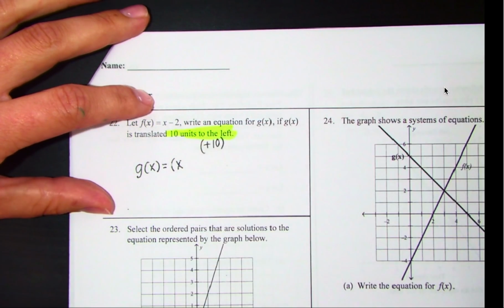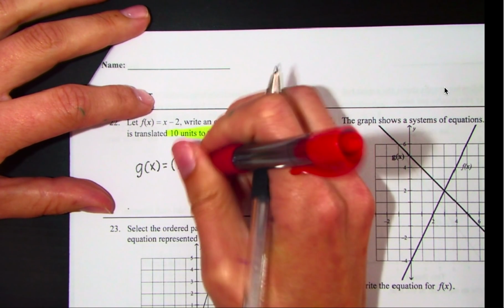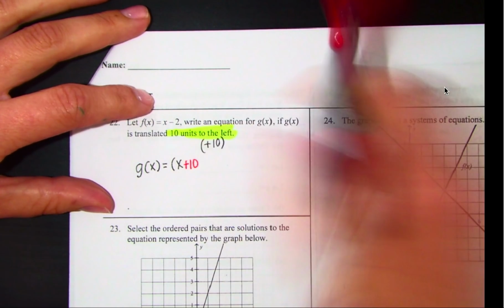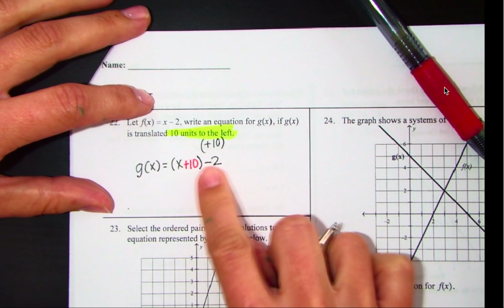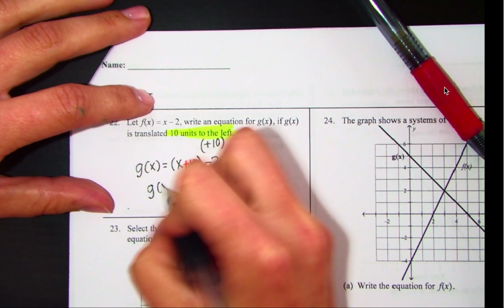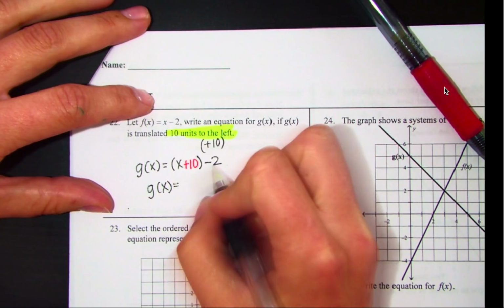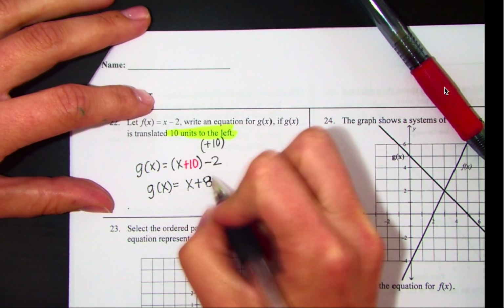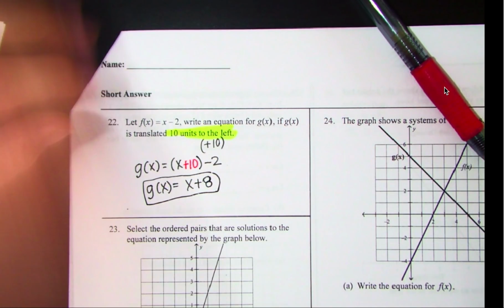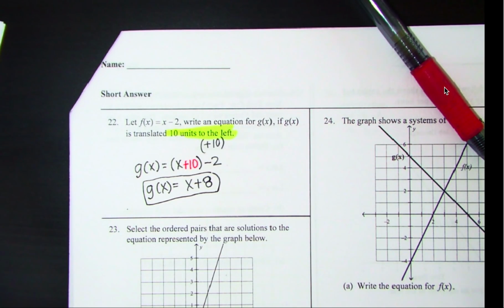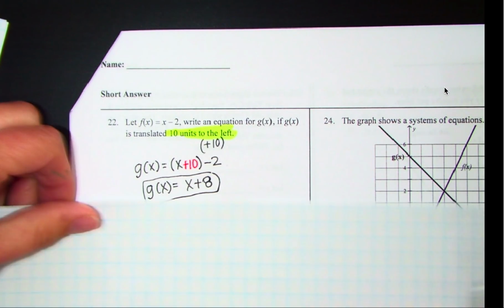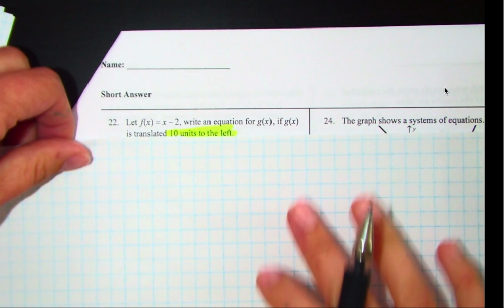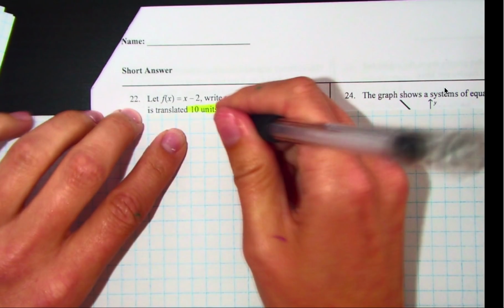It's going to be x, and then we're going to add 10 for that translating to 10 to the left, minus 2, and then all we need to do now is clean this up. It's x plus 10 minus 2, which leaves us with x plus 8. Okay, but maybe it's not going to be that easy on our test, so we should know how to do it to check our work algebraically.